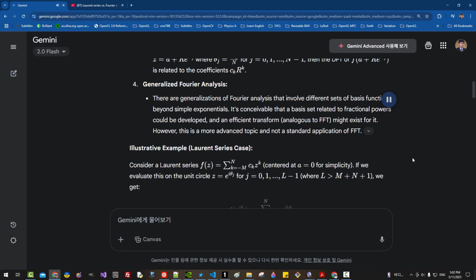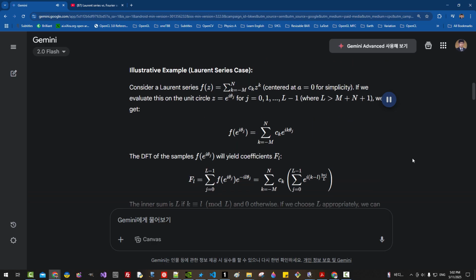Four, generalized Fourier analysis. There are generalizations of Fourier analysis that involve different sets of basis functions beyond simple exponentials. It's conceivable that a basis set related to fractional powers could be developed, and an efficient transform, analogous to FFT, might exist for it. However, this is a more advanced topic and not a standard application of FFT. Illustrative example: Laurent series case.